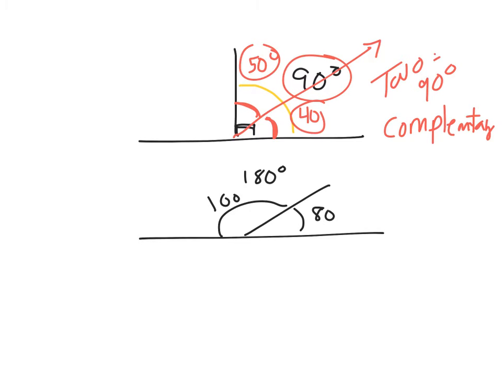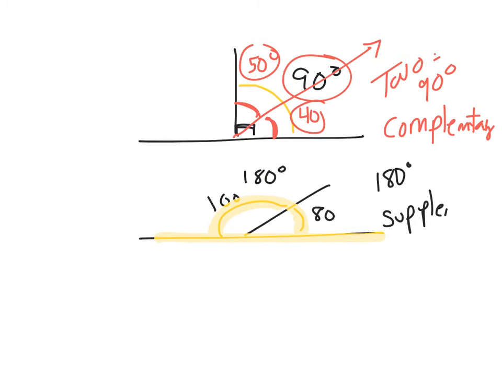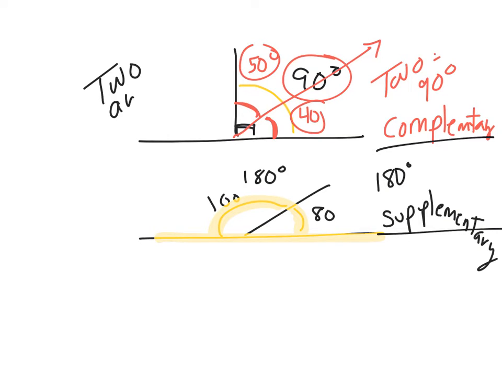When I have two angles and they're connected to this straight line, those equal 180 degrees. Those are called supplementary. All right, so complementary and supplementary. They both are two angles.